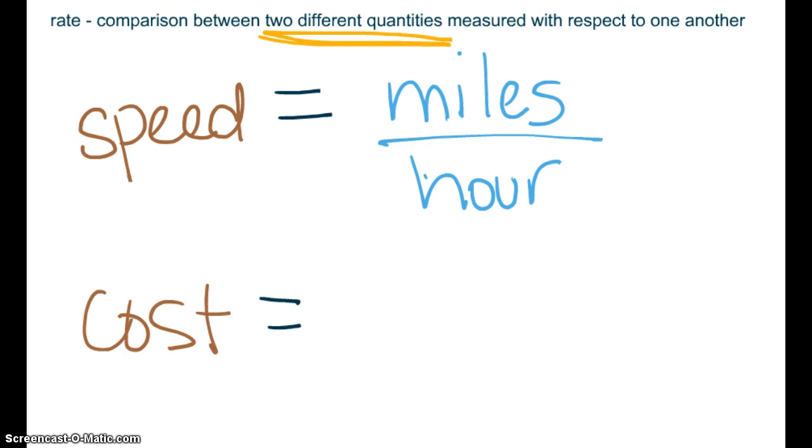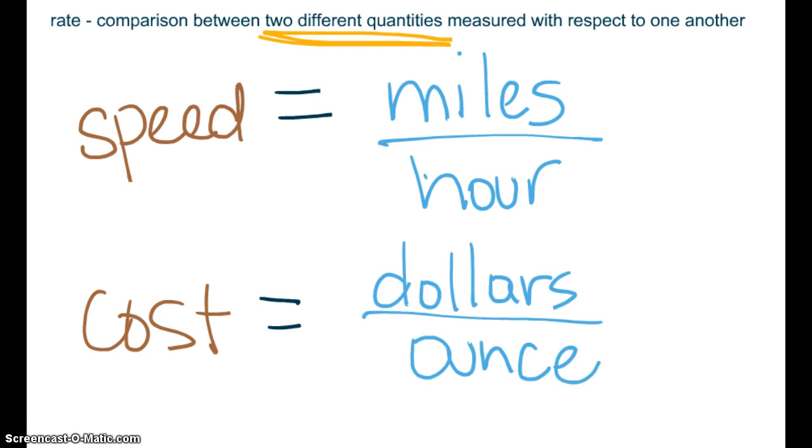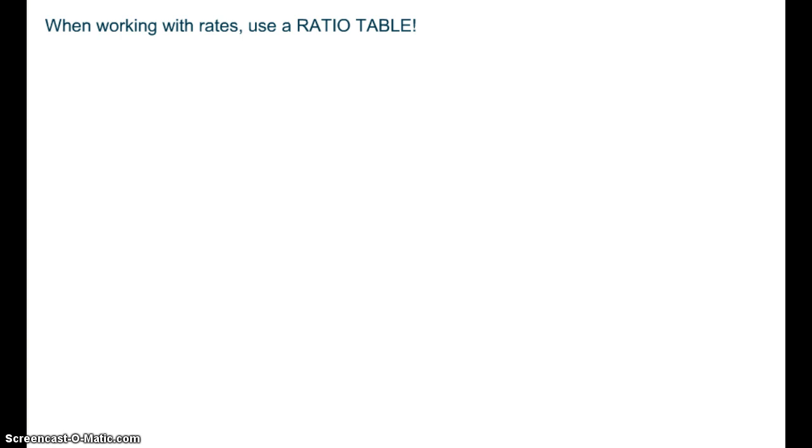Another example of a rate would be cost. We can measure cost in dollars per ounce. These are just two examples of rates. There are lots of other examples that we will be working with in class. When working with rates, I highly recommend using a ratio table. Ratio tables are about to be your best friend for manipulating rates.